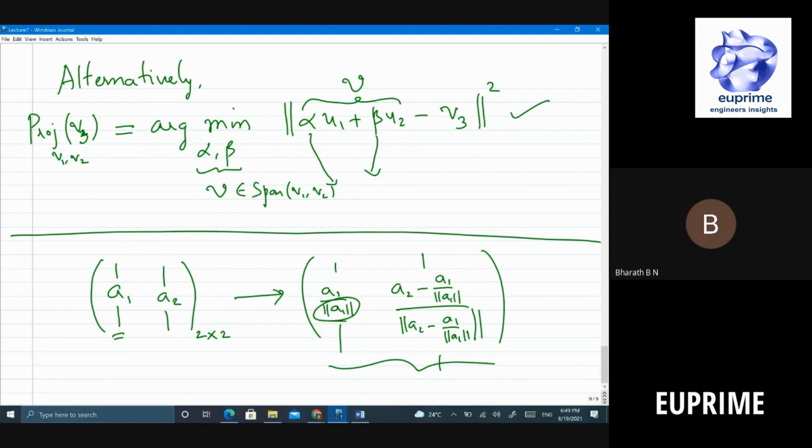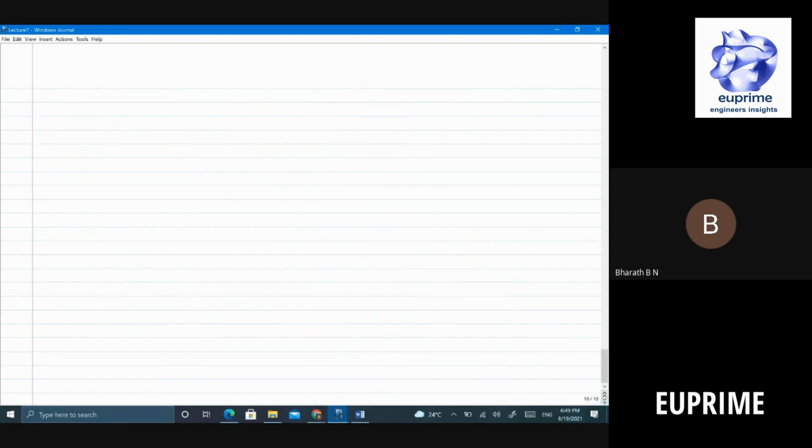First of all, I have to add A1 by something, right? So if you look at this term here, what is this? This is basically some linear combination of A1 and A2. Do you agree with this? The first column is a combination of A1 only, the second column is a linear combination of A1 and A2. So instead of bothering about what those coefficients are, I will write it like this: the first column is alpha A1, where alpha is 1 by norm of A1.